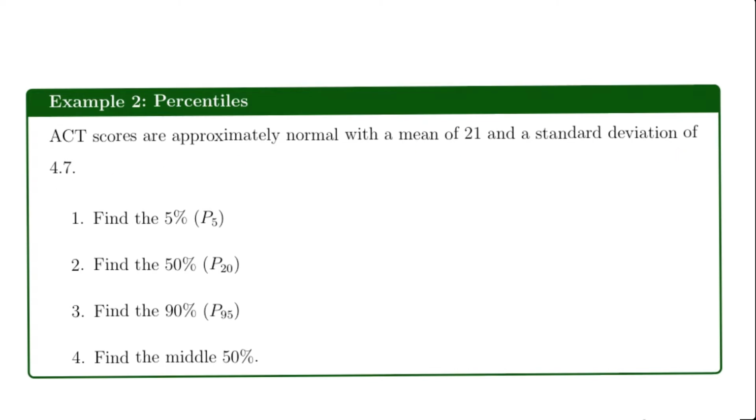So let's say you get a score back and it says that you are in the 5th percentile. What was your ACT score? And then we're going to go ahead and do that with the 50th percentile, the 90th percentile. Then we're going to find out what two ACT scores will give us the middle 50% of all scores.